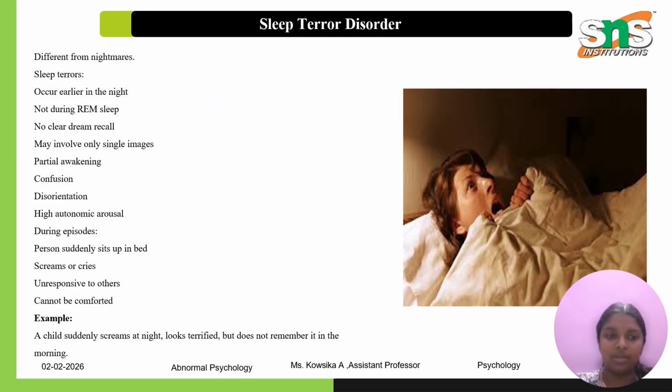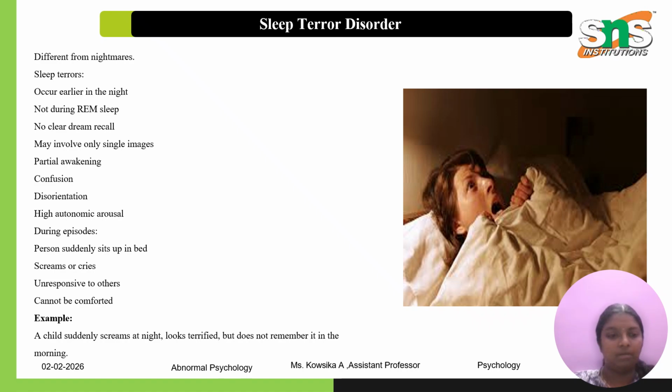There is high autonomic arousal. During episodes, a person suddenly sits up in bed. If the person is having a bad dream, they will wake up and sit in the bed and be confused. They will be blank. They will scream or cry because of those dreams. They are unresponsive: if an individual or parents ask what happened, they can't respond properly. They cannot be comforted; they won't be comfortable after those scary dreams.